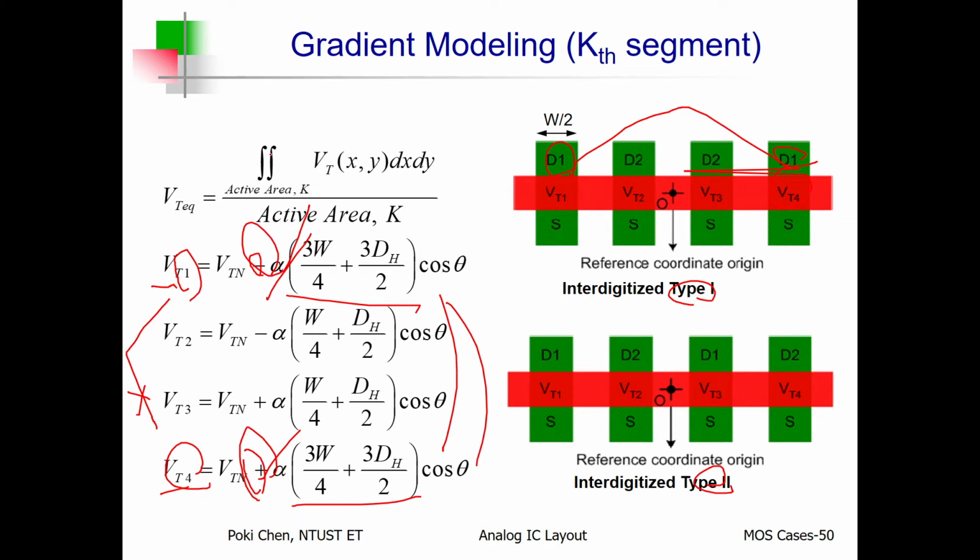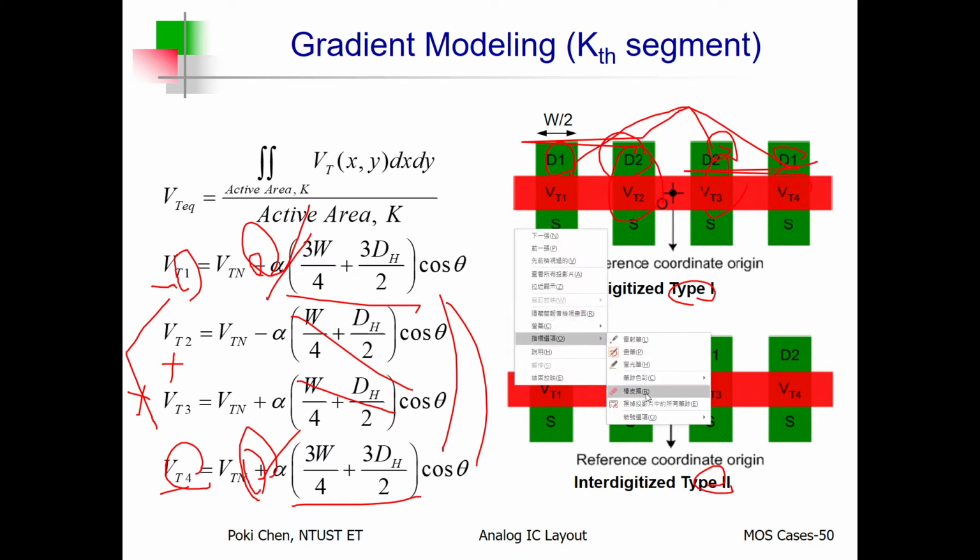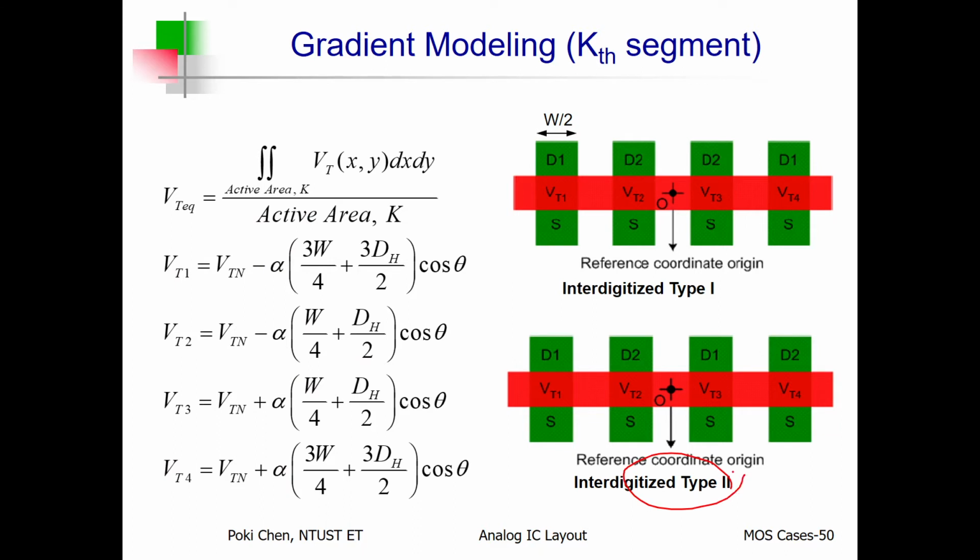And how about M2? M2 is composed of VT2 and VT3, right? D2, D2, and so on. So again, if you sum up VT2 and VT3 for M2, the second term can be cancelled perfectly. Bingo.